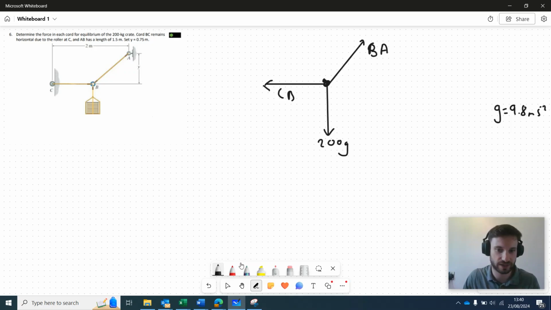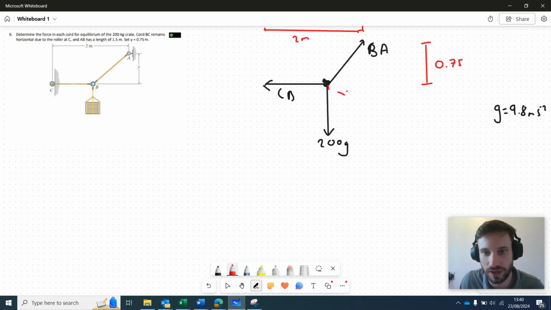Wonderful. Let's consider the geometry of this problem. From here to here, you have this length of 2 meters, and from here to here, you have this length of 0.75, and from here to here, you've got this length of 1.5 meters. I think that's all the information I need. So how might I tackle this?